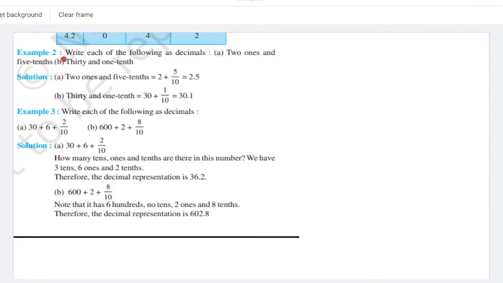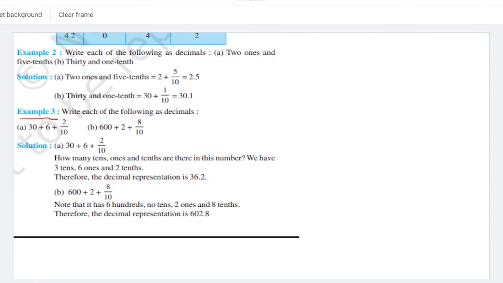The next one is example 2. Write each of the following as decimals, 2 ones and 5 tenths. First one, 2 ones plus 5 tenths. For the 2 ones you will write 2. 5 tenths means 5 by 10, so that is 0.5. So 2 and 0.5 you get 2.5. The next one is 30 and 1 by 10. So 30 you will write as 30 only. 1 by 10 in decimal is 0.1. So 30 plus 0.1 is 30.1.